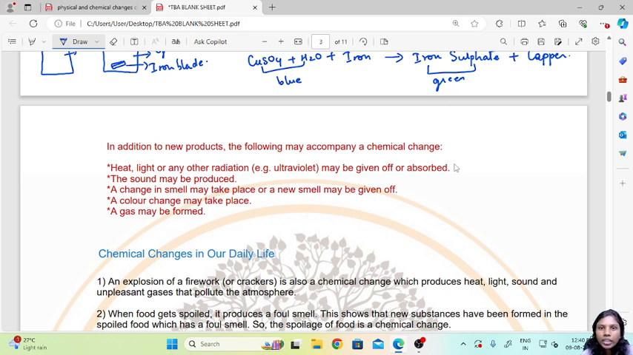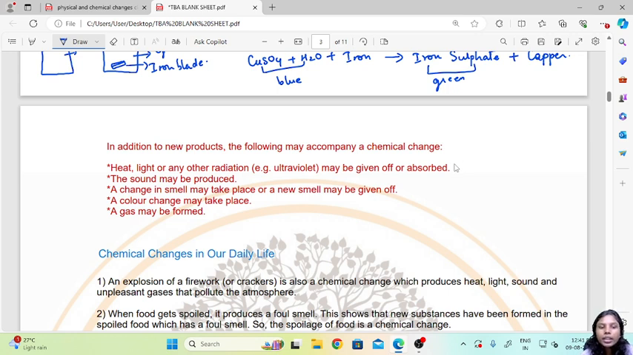In the case of baking soda being added to vinegar, we were getting that hissing sound of the bubbles that were coming. A change in smell may take place or a new smell may be given off. In this case, say you are setting up curd from milk, sometimes what happens, the curd becomes sour, its smell and taste changes, so that is also one change.